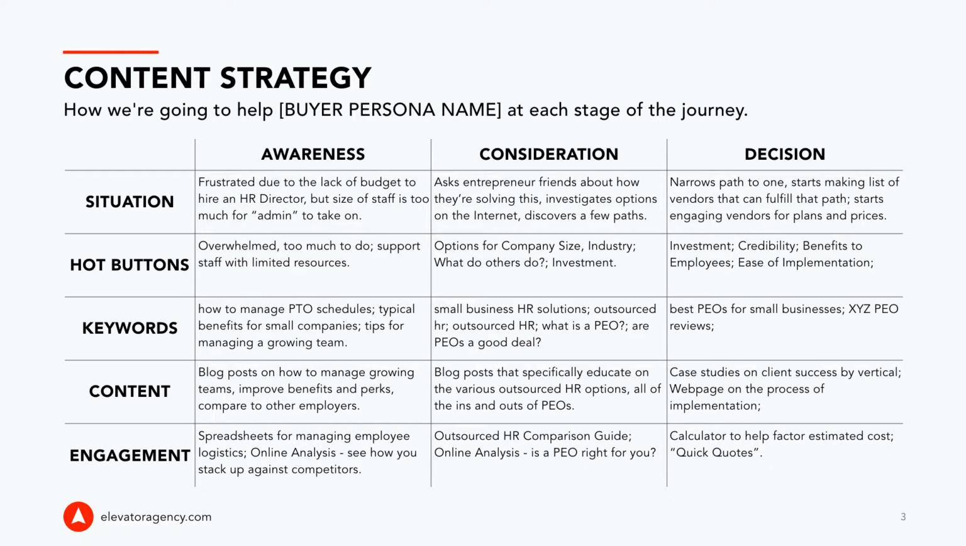In our example here, they now start asking entrepreneur friends. They start looking on the internet. Some of their hot buttons are options for company size, the industry, what do others do? Investment now becomes in the mix. Some of the keywords or questions: small business HR solutions, outsourced HR. What is a PEO? Are PEOs a good deal? Right? Because now they're just now hearing about PEO as one of the options.